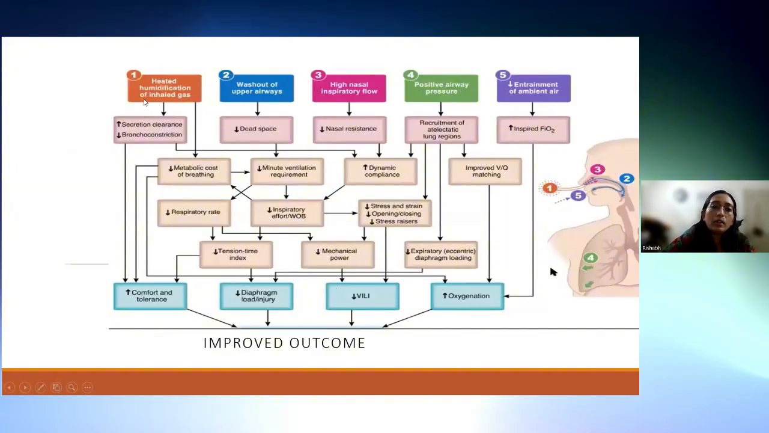As reiterated, it provides a heated humidification of inhaled gases, so the secretions are less. There's a washout of the upper airway, hence the dead space is decreased. There is a high nasal inspiratory flow, since the nasal resistance decreases. The positive airway pressure is provided, and thereby recruitment of atelectatic lung, and there is decrease in entrainment of ambient air. So the oxygenation is also increased.